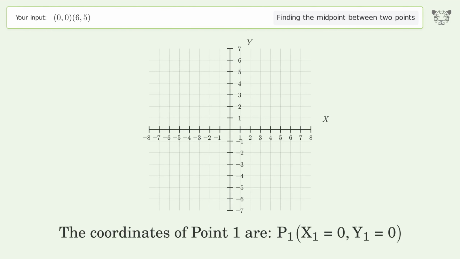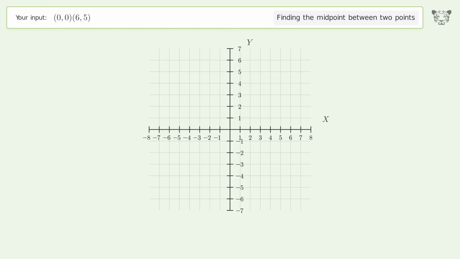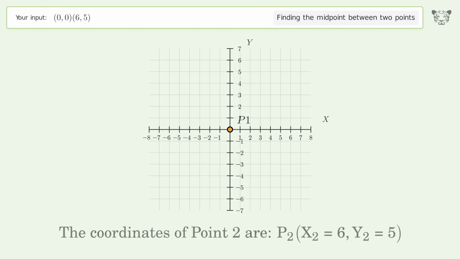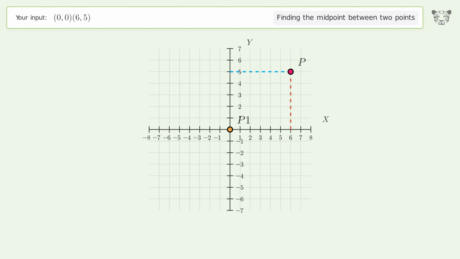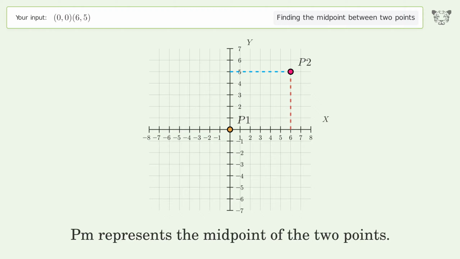The coordinates of point 1 are x1 equals 0, y1 equals 0. The coordinates of point 2 are x2 equals 6, y2 equals 5. PM represents the midpoint of the 2 points.